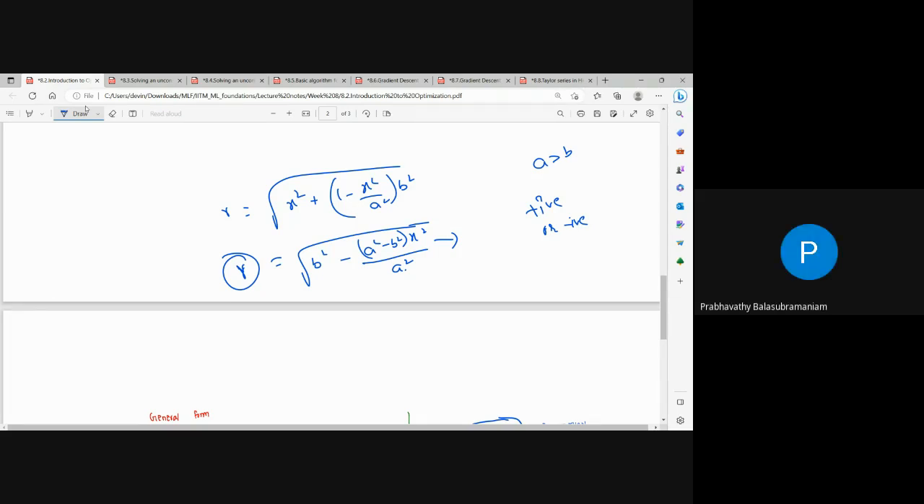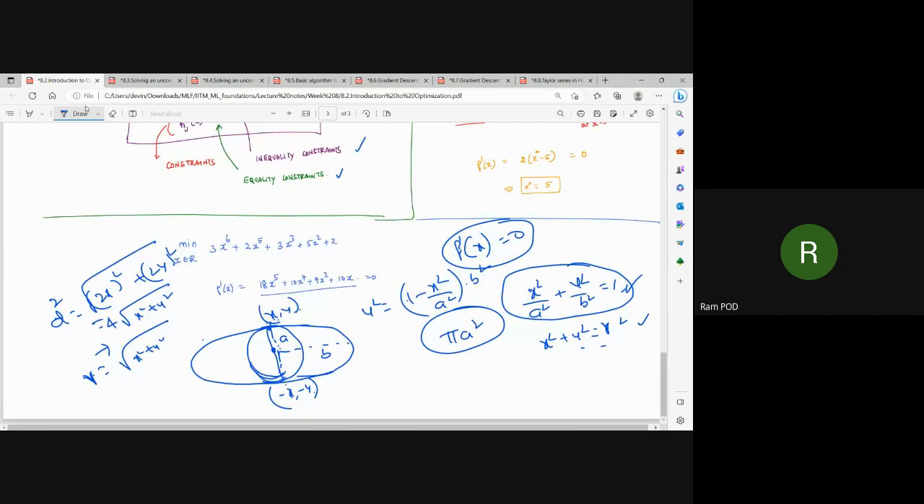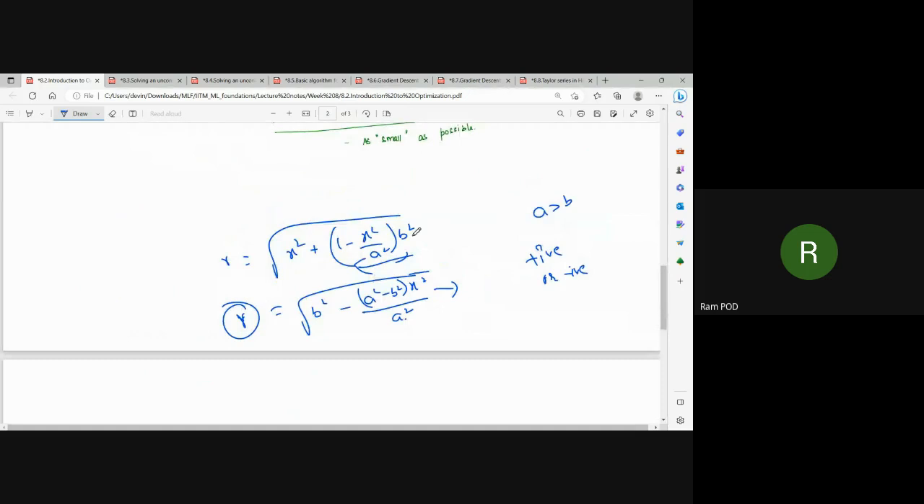So the step is not clear, sir. We have this equation, right? a square minus b square, 1 minus of x square by a square into b square. Because this is y square. We replace this y square as 1 minus x square by a square into this b square.